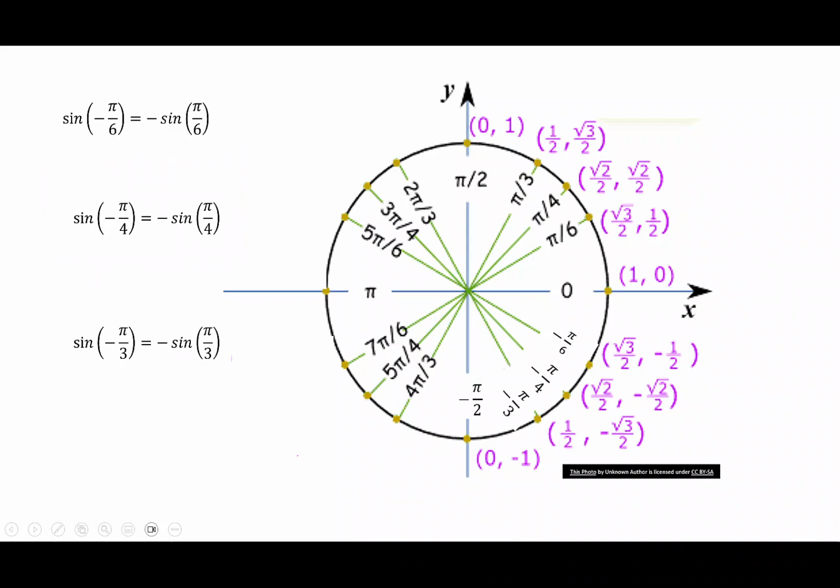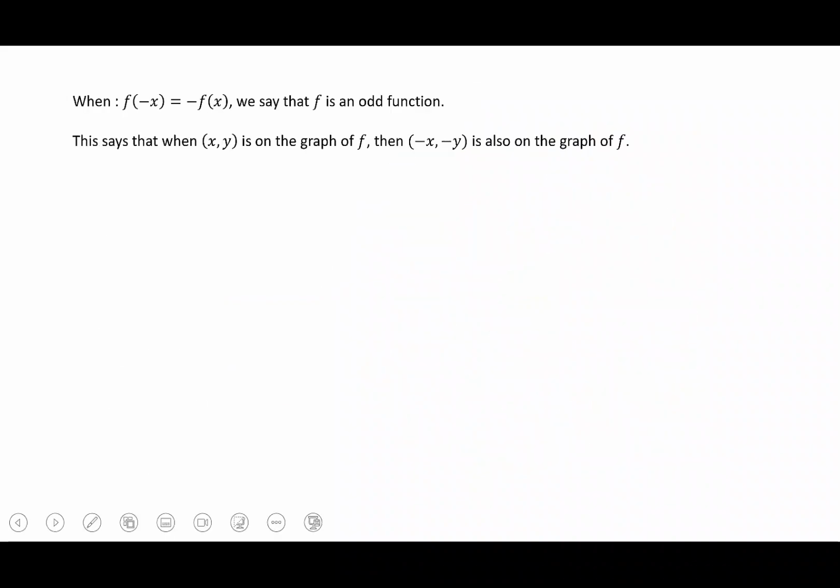This continues with pi over 3. The sine of pi over 3 is square root of 3 over 2, but the sine of negative pi over 3 is negative the square root of 3 over 2. In each case, our sine of negative x is equal to negative the sine of x. We call this type of function an odd function. By definition, when f of negative x is equal to negative f of x, we say that f is an odd function. This tells us that when the point x, y is on the graph, then the point negative x, negative y will also be on the graph.